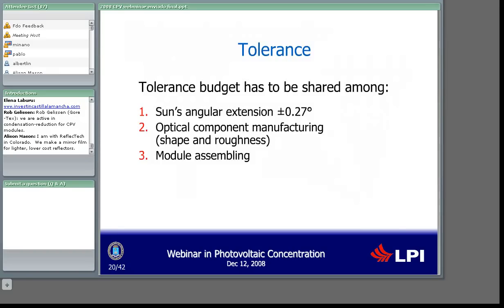Also the intramodule assembling. And these two elements are usually, for instance, in a mature industry such as automotive, in the range of 0.1 to 0.5 degrees for the optical components in it.